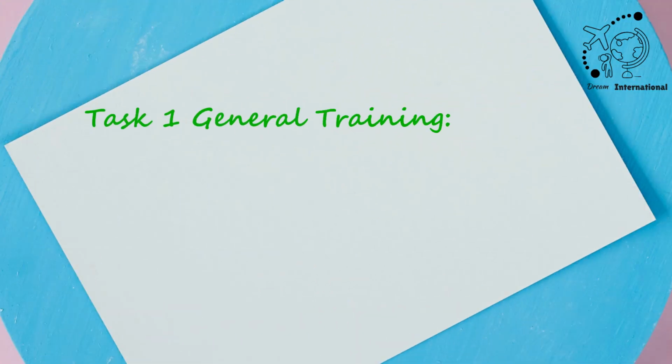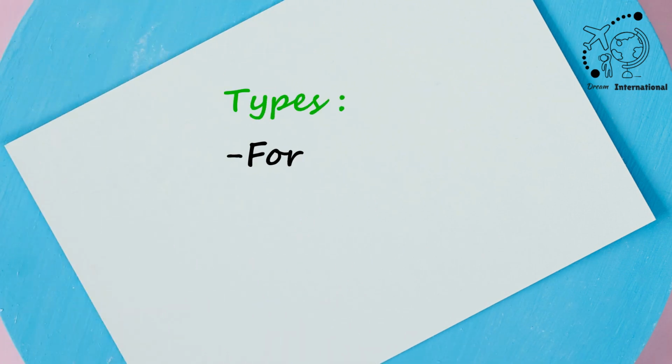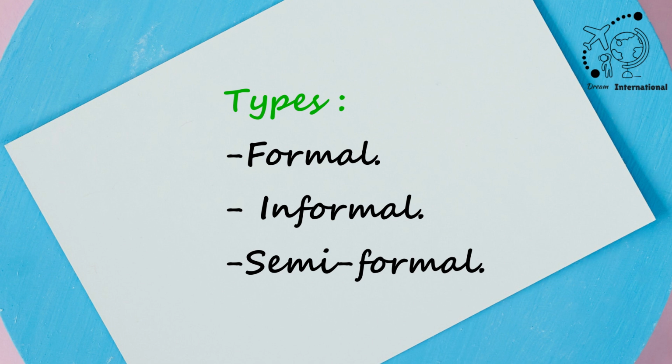As I said, it is letter writing. Words should not be less than 150 words. You can go up to 180 words, which would be suggested as the maximum range, because if you go above that, the chances of mistakes would be high. And 20 minutes are suggested to complete this task along with the proofreading. Talking about the types, there are 3 types involved: formal letter writing, informal letter writing, and semi-formal letter writing. Now let's check the grounds of assessment for writing task 1 for both academic and general training.